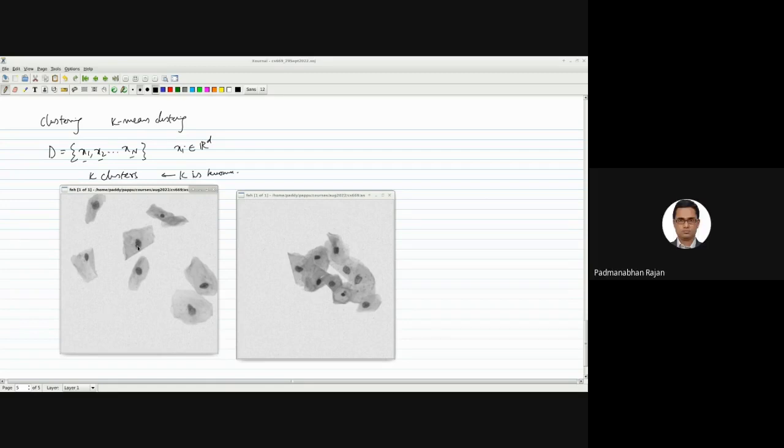So k is equal to k. That is the first k. What about the second k? What will be the second cluster? The lowermost right. No. You are going to divide this image into regions.